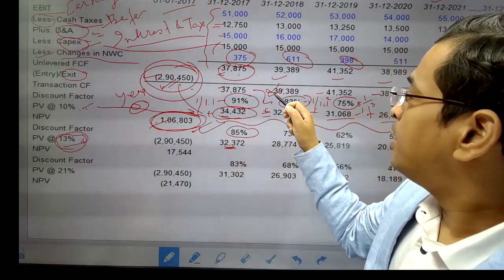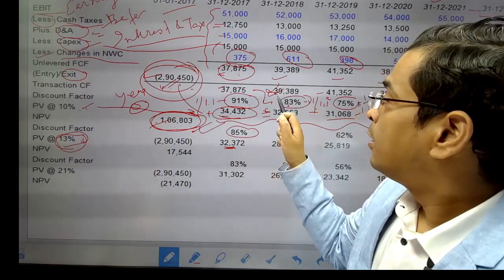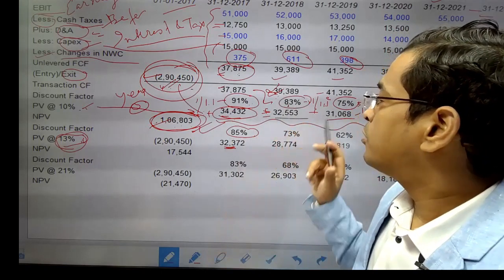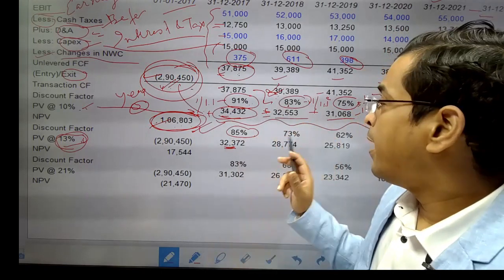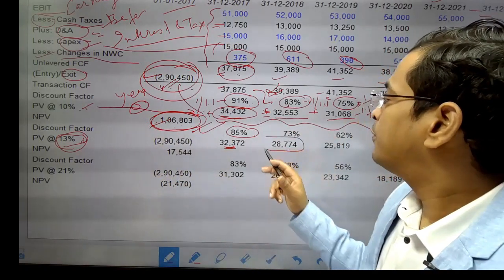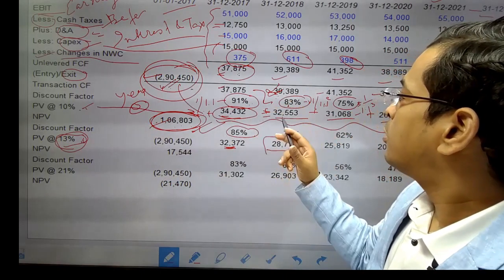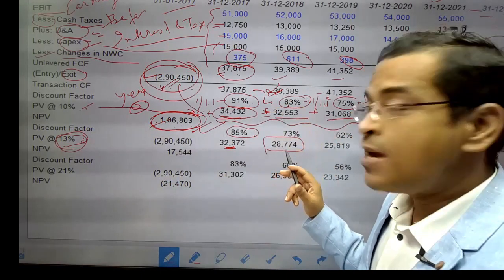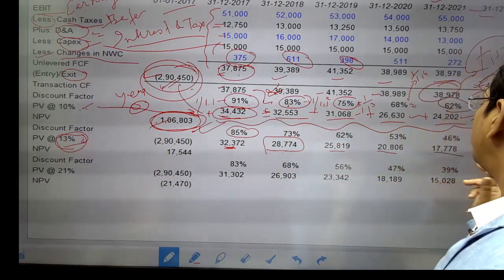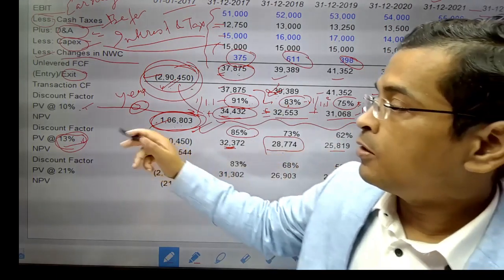Now we apply the discount factor to the same cash. When you apply 10%, the present value was 32,553. When we applied a 13% discount rate in 2 years, the present value of the same cash flow is much lower. It is not 32,000. This time it is 28,000. Similarly, in the future also, the cash inflow starts to become smaller and smaller when we apply 13%.